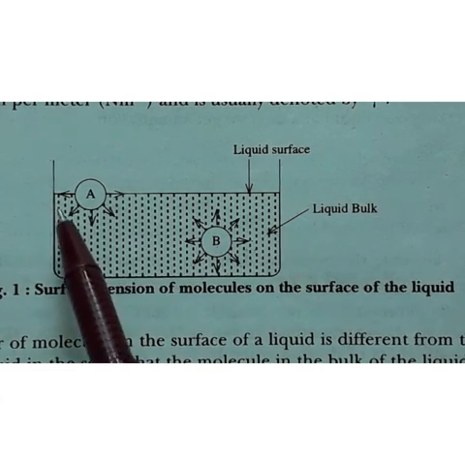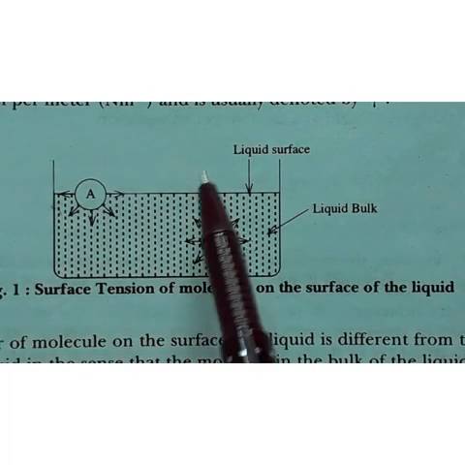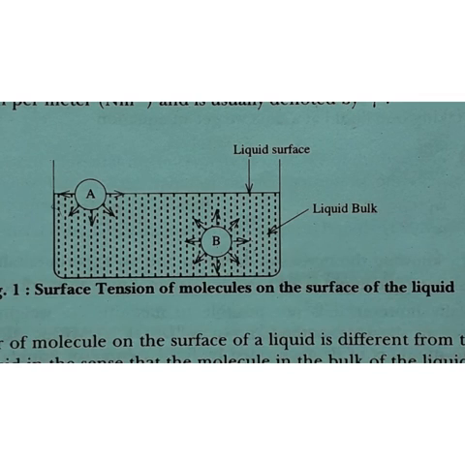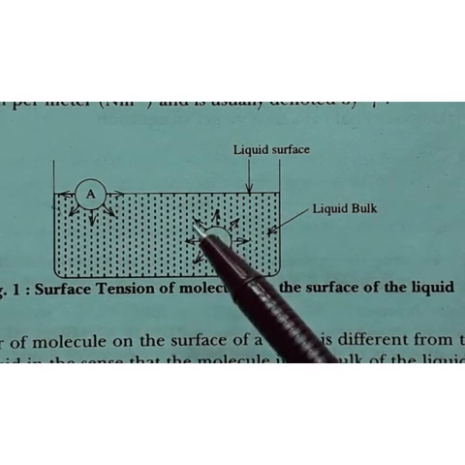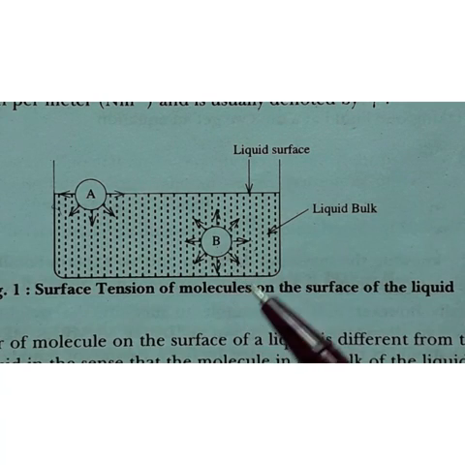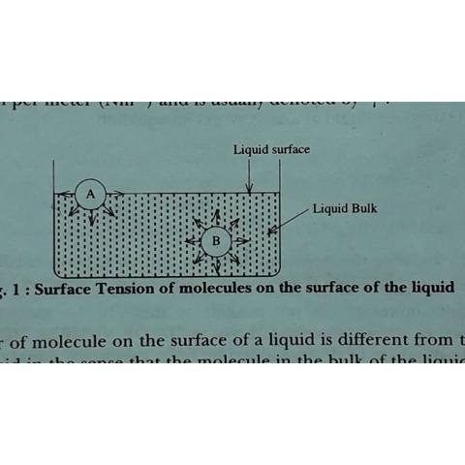Forces of attraction are working from downside only and not from upside. So these are unbalanced forces of attraction, and due to these unbalanced forces of attraction, this surface tension is created. Okay, so this was the first property of liquid, it is surface tension. Okay, let us see next.